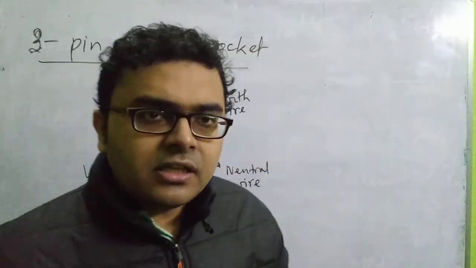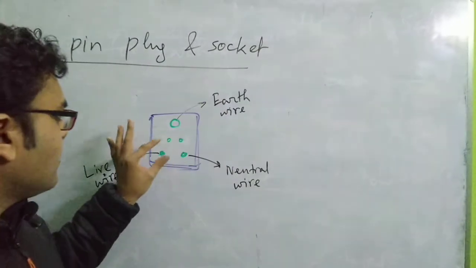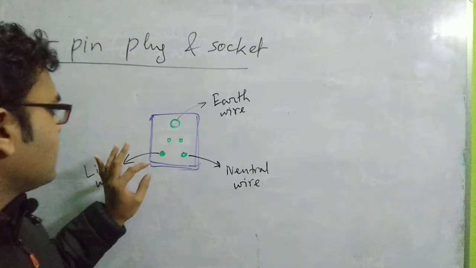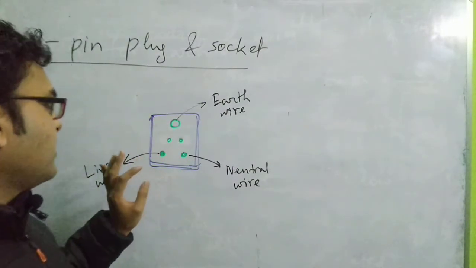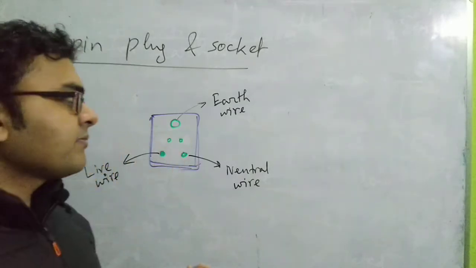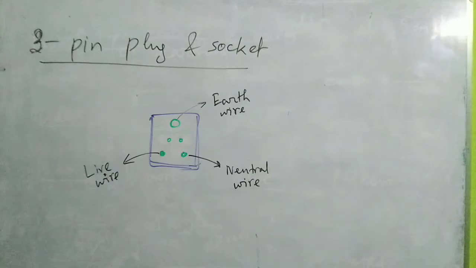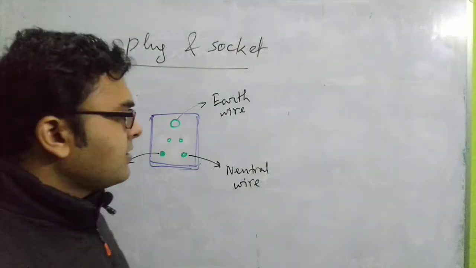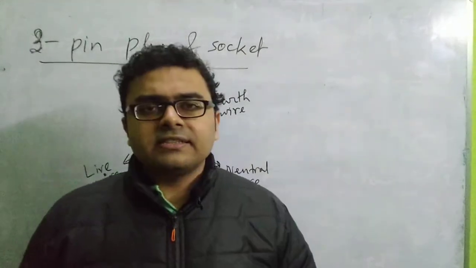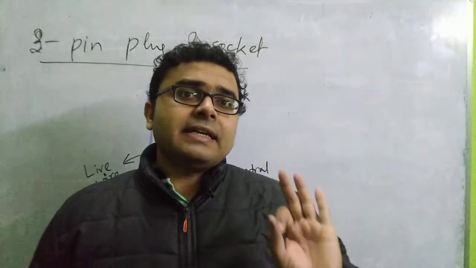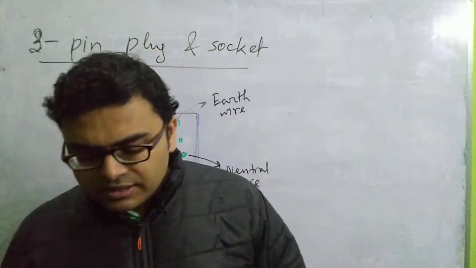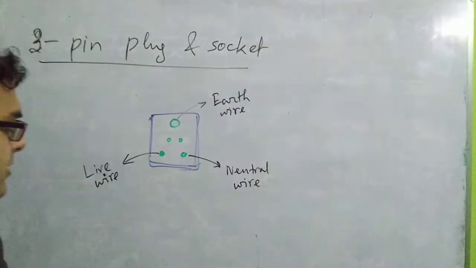For that reason, the earth pin is made bigger, and the earth socket is also made bigger, so that we do not make any mistake and put the earth pin exactly into the earth socket. So this is the 3 pin plug and socket system, and the main reason for making the earth pin or earth socket bigger than the other 2 pins or sockets is to avoid any mistake. Okay, so you have understood the 3 pin plug and socket system.